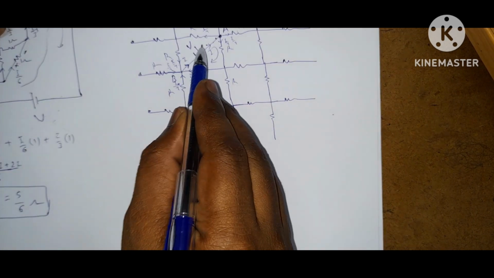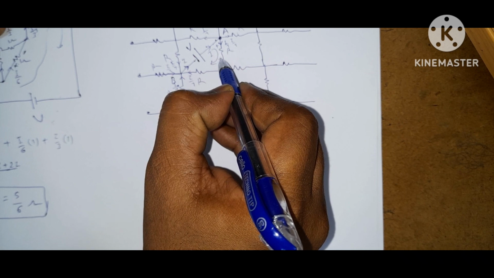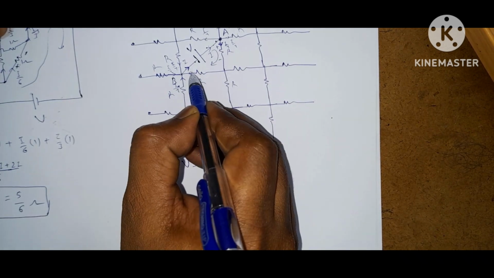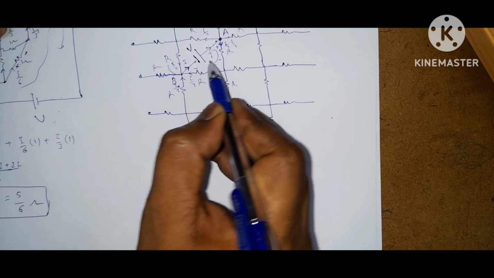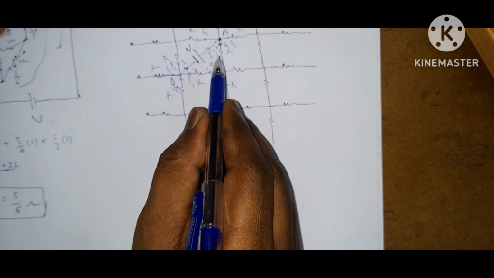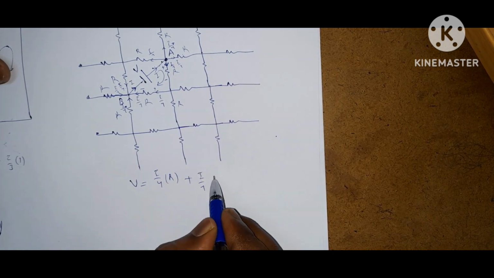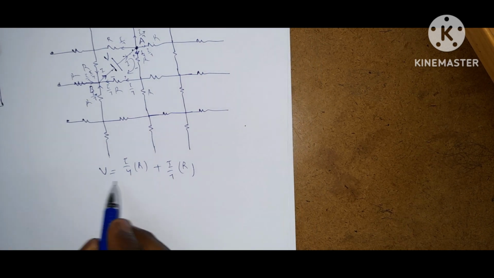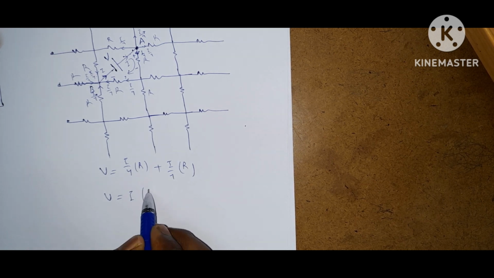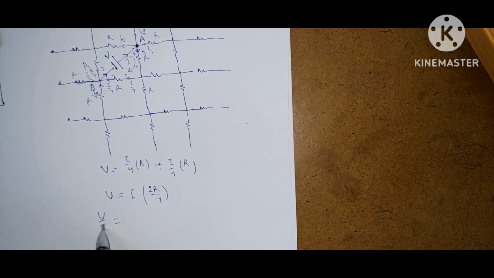So what we are getting, source is equal to, for this I by 4, it is plus, it is minus, because current enters here. Here also current enters here. This is I by 4, plus minus. By KVL, V is equal to I by 4 into R plus, for this branch, I by 4 into R. This is V is equal to I into 2R by 4. So V by I is equal to R by 2.